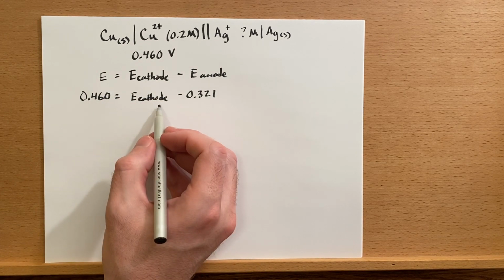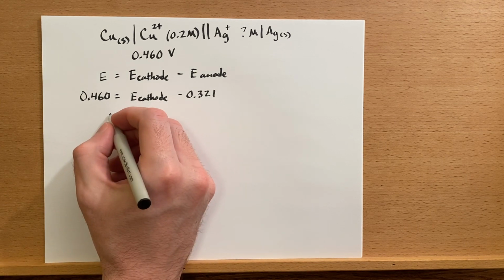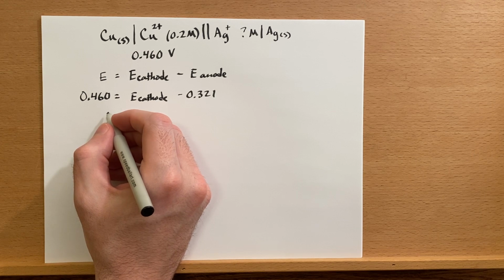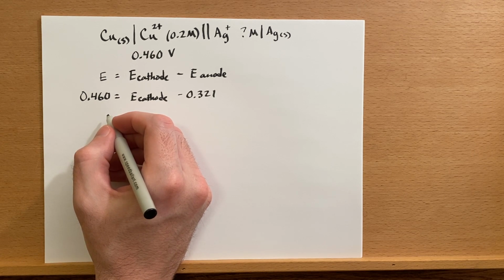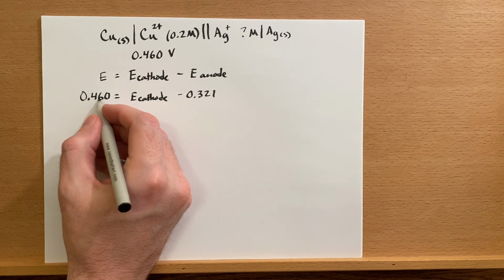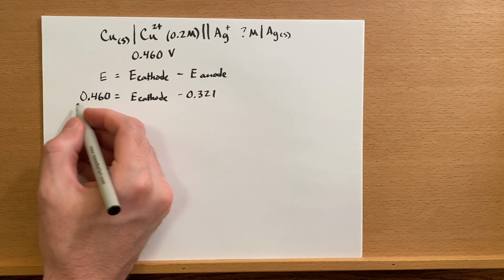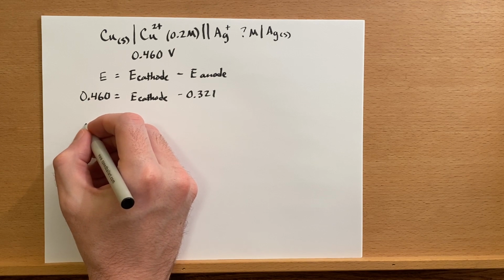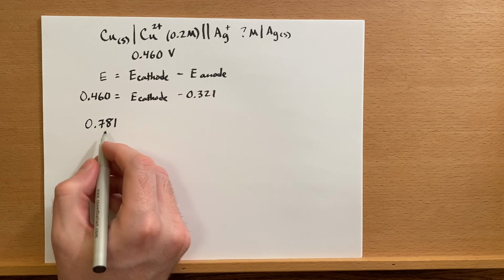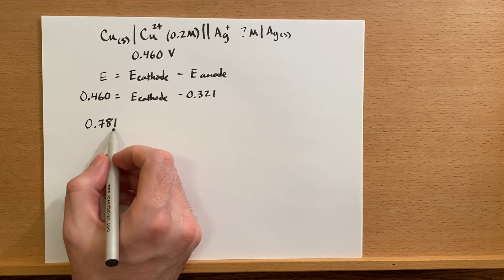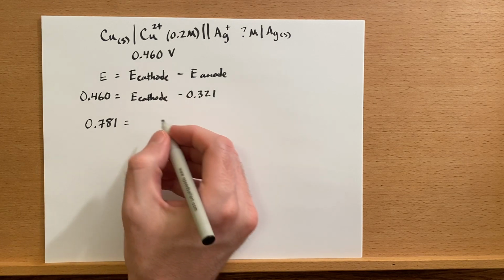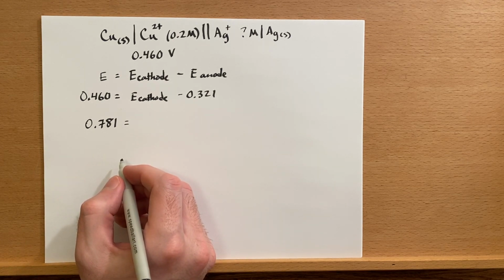So if we use this, we can calculate the potential of our cathode to be, let's see here, 0.781. Because it's just 0.460 plus 0.321. Move that over to this side. So this is the potential for our cathode. Now we'll just use our Nernst equation to find the concentration of silver.